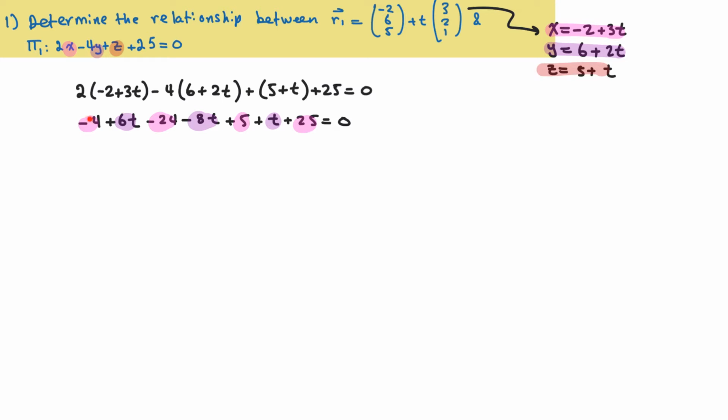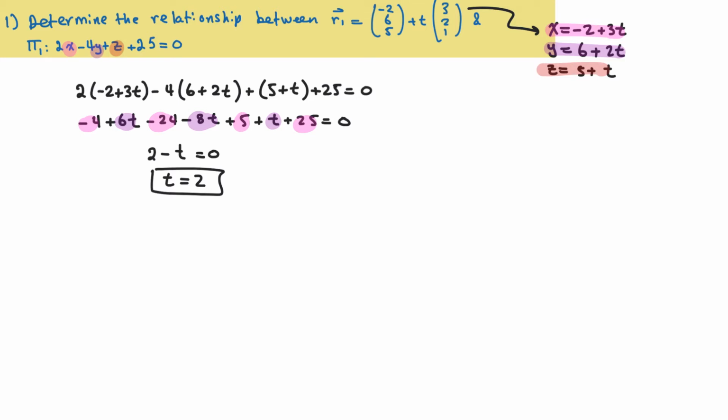As for the pink here, I have -4, -24. That makes -28. We got 5 and 25 will make 30, and 30 minus 28 is +2. And as for the purple, I have 6 minus 8, which is -2, plus 1, which is -1. So that's -t is equal to 0, and therefore if I rearrange this, I get t is equal to 2.